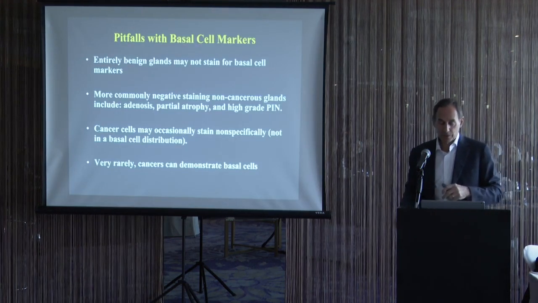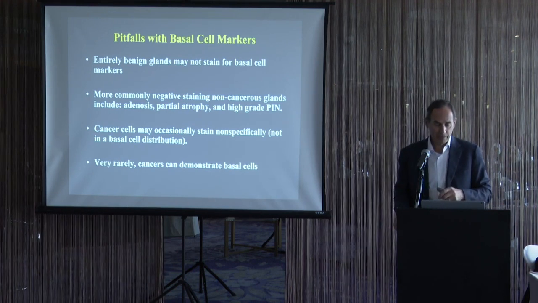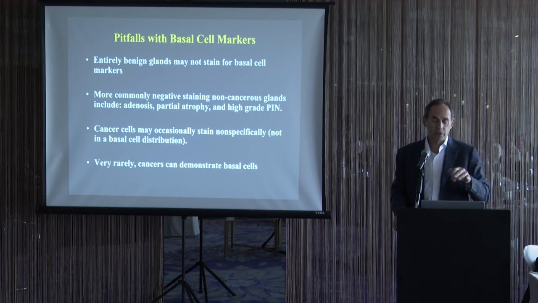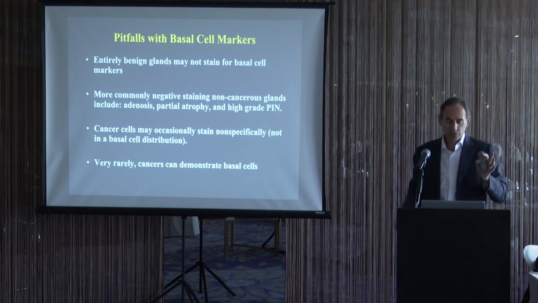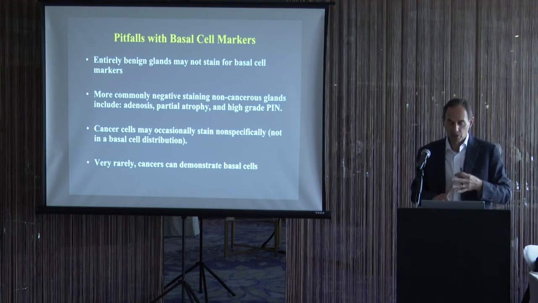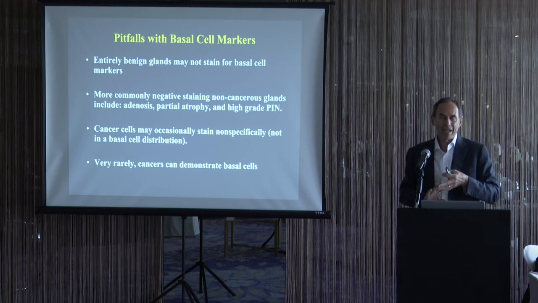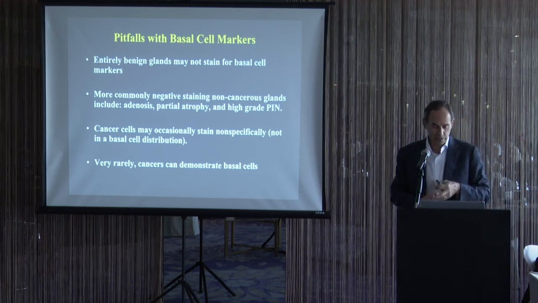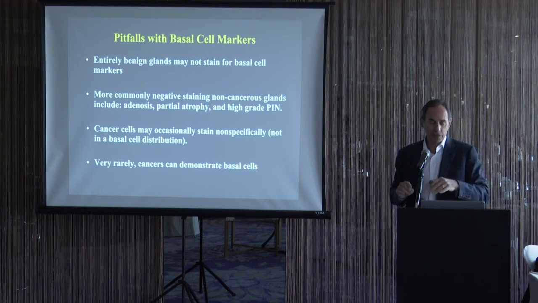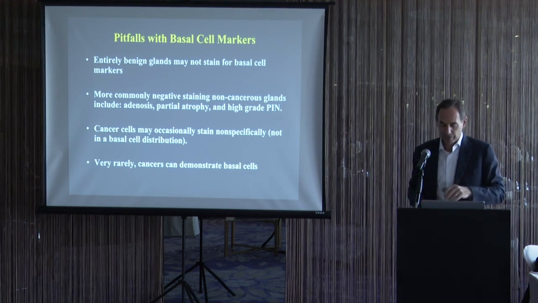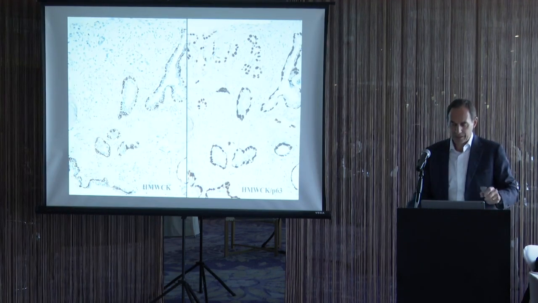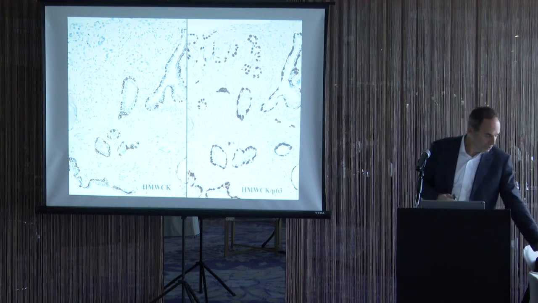Pitfalls with basal cell markers, I've alluded to some of them already. Even if you just take totally benign prostate tissue and put a basal cell marker, high molecular weight keratin or P63, you'll see some benign glands just not staining. But more importantly, adenosis, partial atrophy, and high-grade PIN often have patchy or negative staining in some of the glands. Also, some cancers can stain with basal cell markers non-specifically. I'll show you an example. And extremely rarely, there are some cancers that express basal cells. But here's another pitfall with basal cell markers.